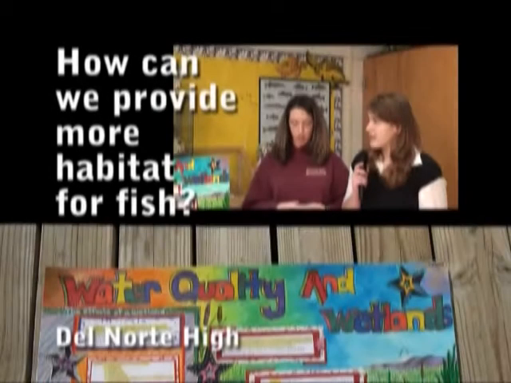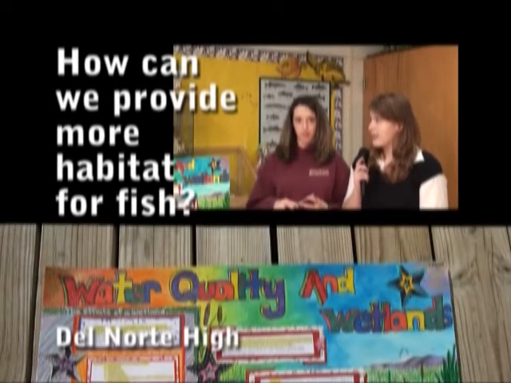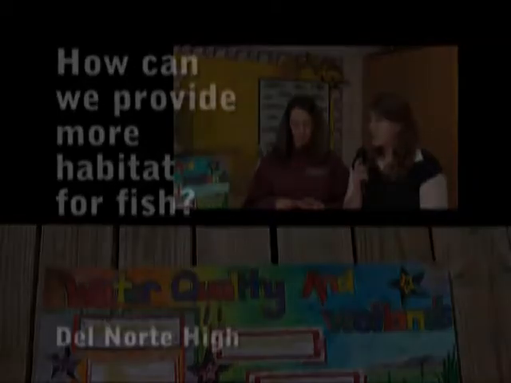How can we provide more habitat for fish? Fish need water, and fish need habitat. Loss of habitat for species is one of the leading causes of their demise. Stream banks and wetlands provide valuable habitat for fish and wildlife, so restoring them is very important for their livelihood.